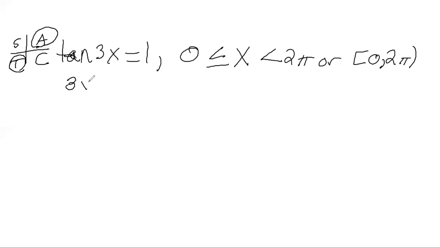So I'm going to have 3x, not x, because I have a 3 attached to the x here. 3x is going to equal pi over 4 plus pi n, because the period of the tangent function is pi, where n is an integer.